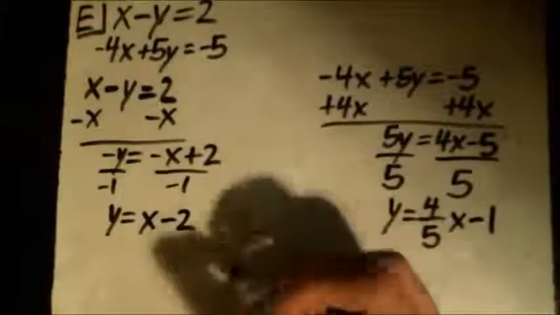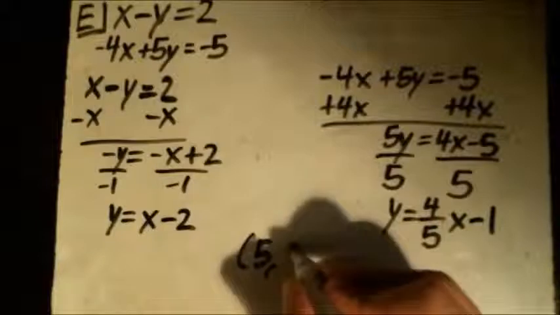For my first equation, y equals x minus 2, my y-intercept is negative 2, and my slope is 1. So I'm going to go up 1, right 1. So my first line looks like that. For my second line, y equals 4/5 x minus 1, my y-intercept is negative 1, and my slope is 4/5, so I'm going to go up 4, 1, 2, 3, 4, and right 5, 1, 2, 3, 4, 5. So my two lines are intersecting right there, which is at 5, 3. So my answer for E would be 5, 3.